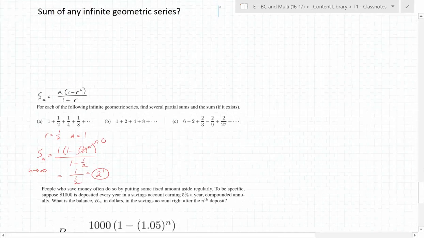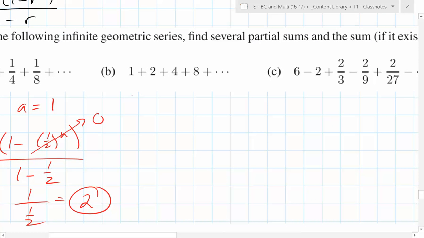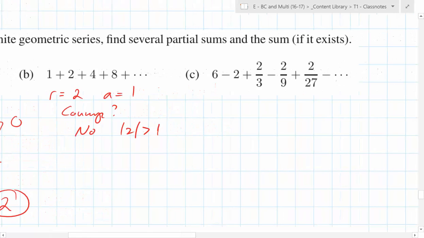What about this one? What's the ratio here? 2. What's the A value? 1. Does this converge? No. Why? Yeah, the ratio is bigger than 1. What happens if the ratio is 1? Well, it's the same. Same number over and over again. Does that sum converge? No.